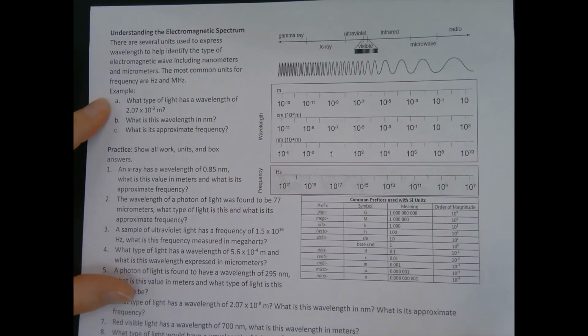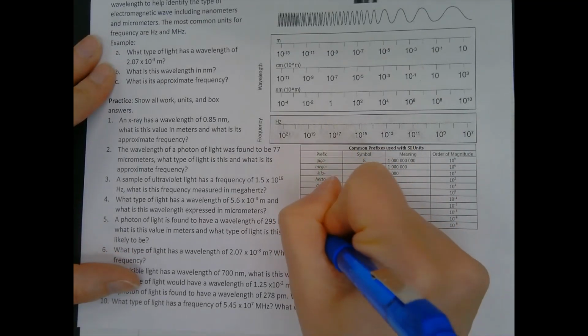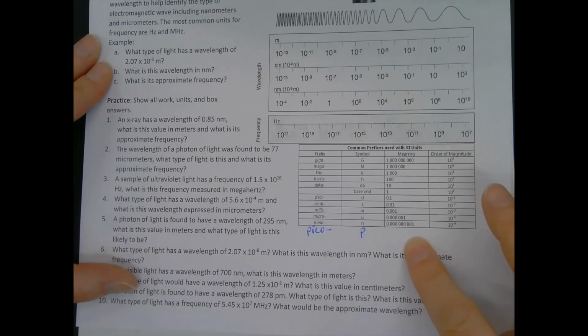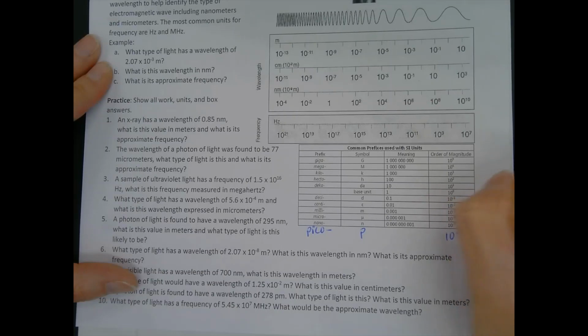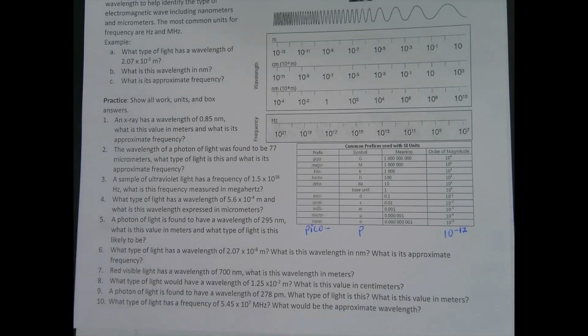We also have our common prefixes used in the metric system, and there is one I want us to add. At the very bottom, I want you to write in pico, P-I-C-O. Its symbol is P. It's a whole bunch of zeros right here. It's very small, but the part I want us to write in is the order of magnitude, 10 to the negative 12th. So pico is a very, very, very small unit, 10 to the negative 12th.